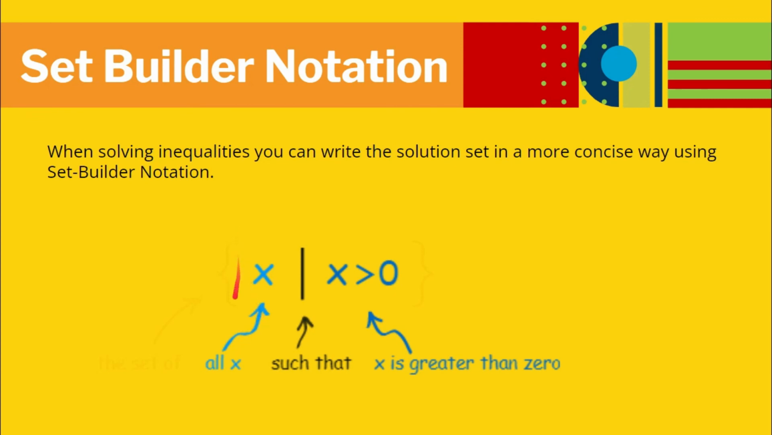The brackets mean "the set of," then this variable represents all numbers. The vertical straight line can be read as "such that" or "belongs to." And then x is greater than 0 is the inequality which we are working with. So this can all be read as: x such that x is greater than 0.